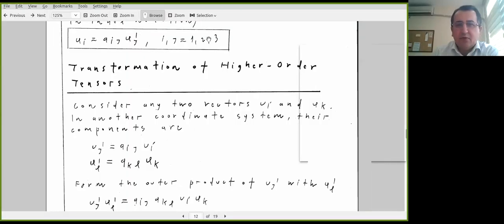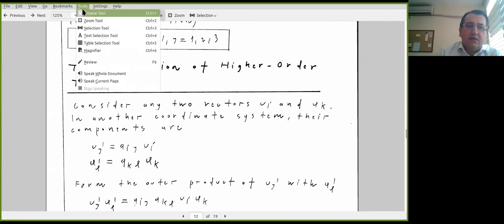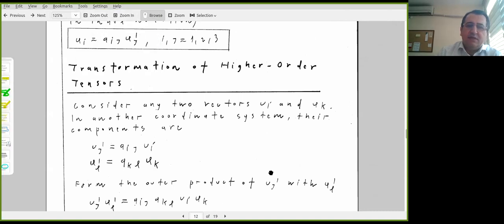Let me show the file first. Thus, we'll be talking about transformation of higher order tensors, and we will see how this can be extended. And this is therefore transformation of higher order tensors.